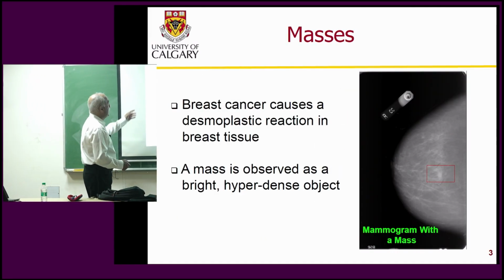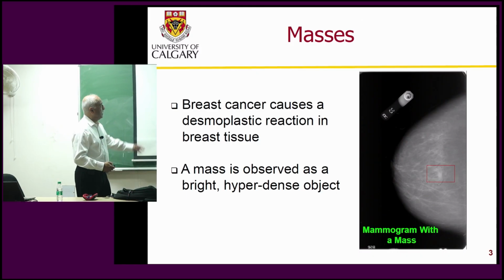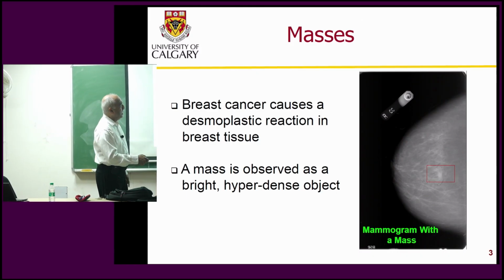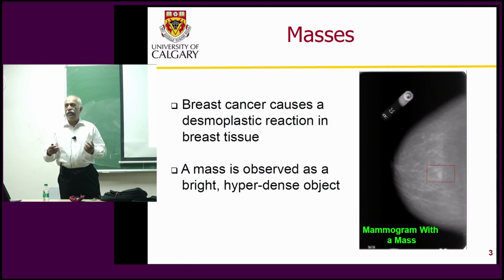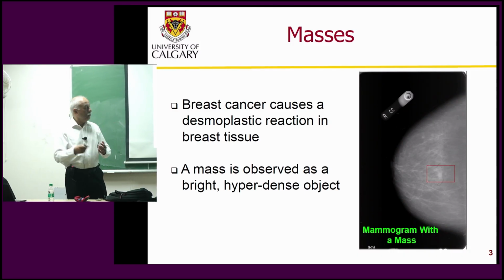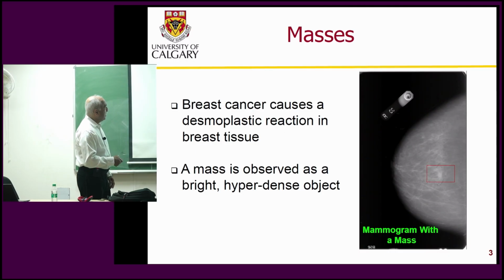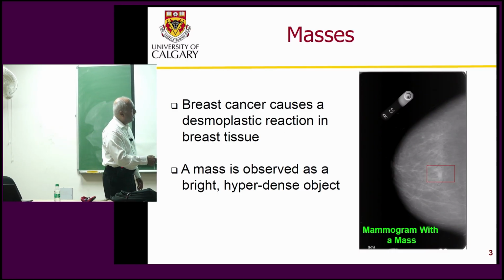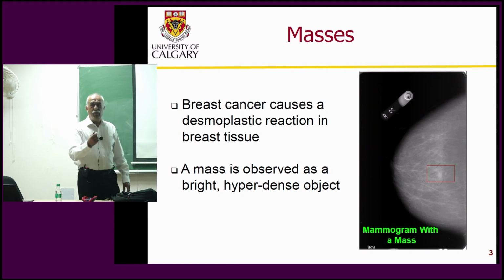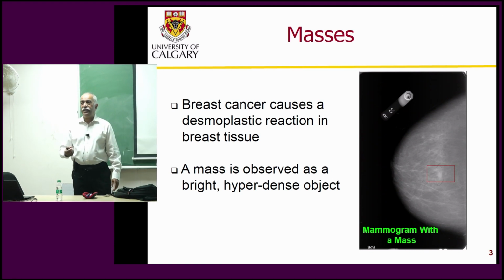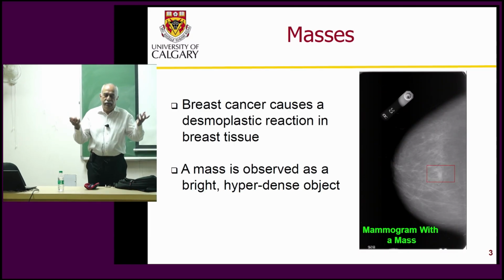Masses are caused by breast cancer due to what is called the desmoplastic reaction in breast tissue. The density increases locally. The cancer is developing, it takes up more blood supply. A mass is observed as a bright, hyperdense object, hyper meaning more dense compared to the surroundings. And a mass could be very small, like 1 or 2 millimeters in diameter when it starts, and then it could be fairly big.